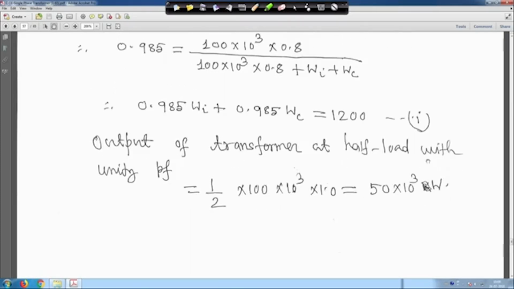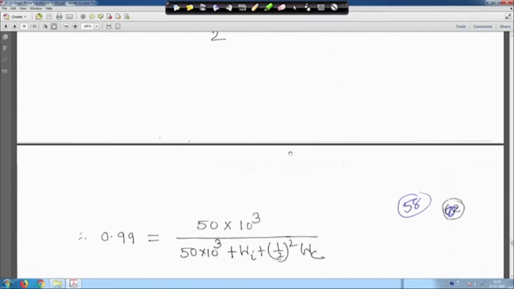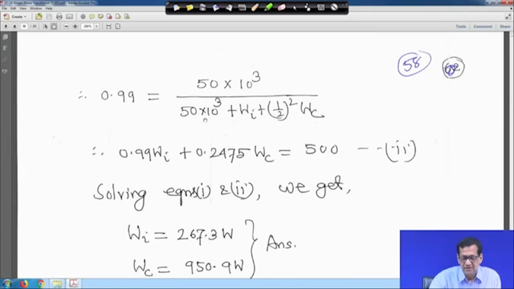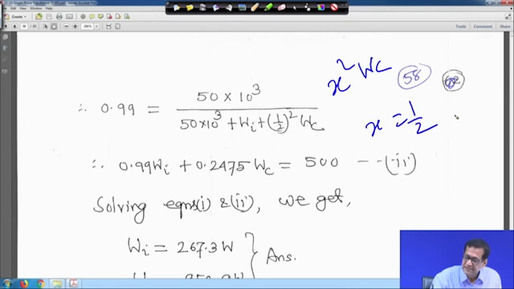Now, when the output of the transformer is half load with unity power factor, half load means kVA by 2, into unity power factor 1. For the 100 kVA transformer at half load, that is half into 100 into 1000 into 1, so 50 into 10 to the power 3 watt. At that time efficiency was 99%. So, 0.99 is equal to 50 into 10 to the power 3 divided by 50 into 10 to the power 3 plus Wi, and the copper loss will be half square, because we know that copper loss is equal to x square Wc, and x is half at half load. So, half square Wc.